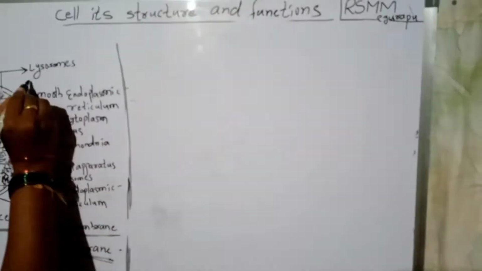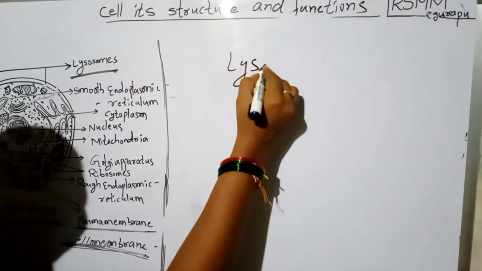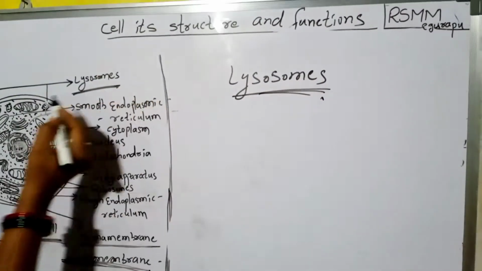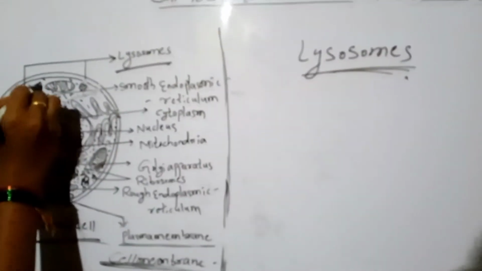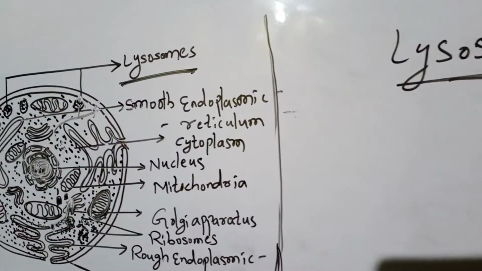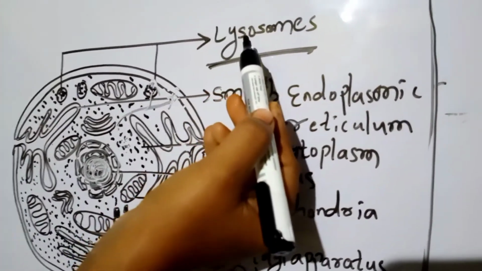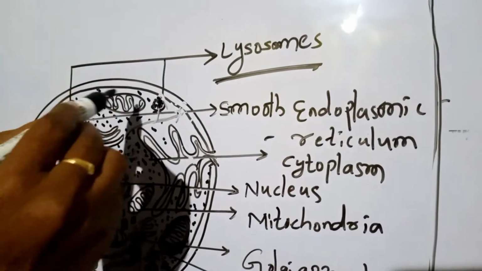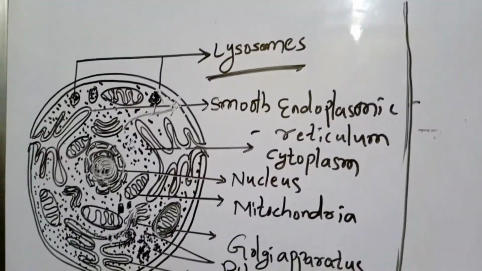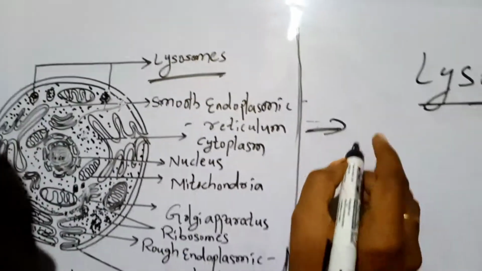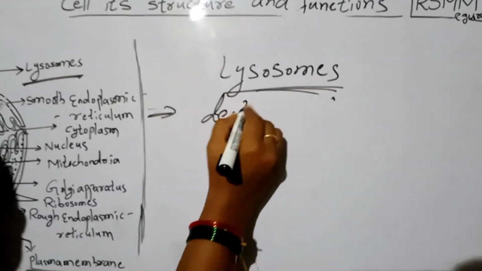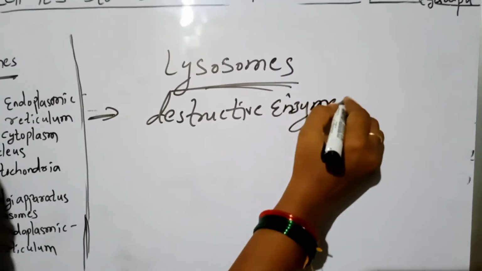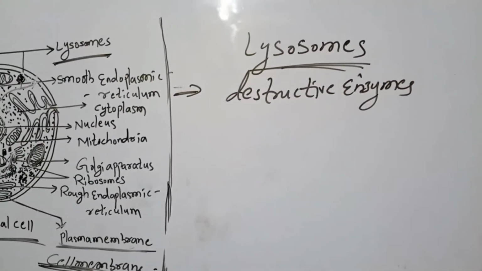Let us discuss lysosomes. See here, these are lysosomes. We are observing tiny particles in the cytoplasm, and these lysosomes contain destructive enzymes.